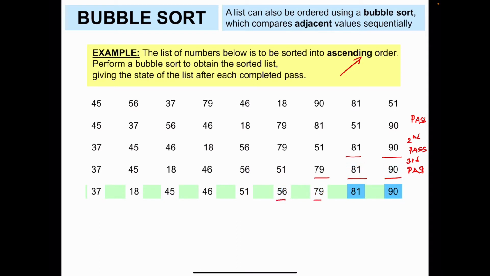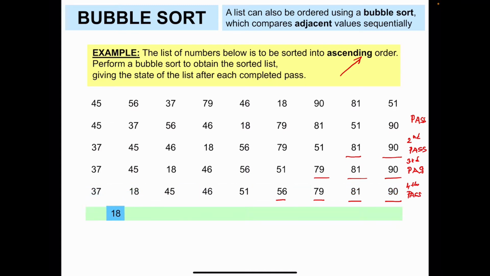So 56, 79, 81, 90 are correct. Fourth pass is completed. And keep going, and I'm gonna finish the next. I think there are 2 more. Fifth pass, and then it's completed.